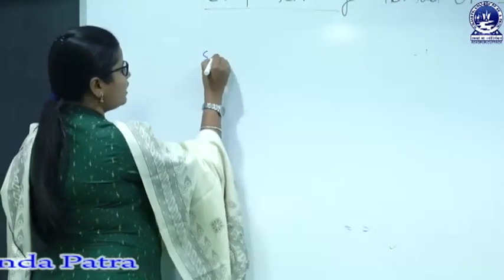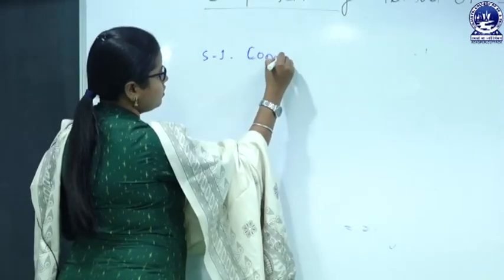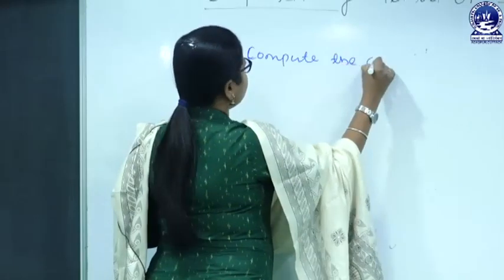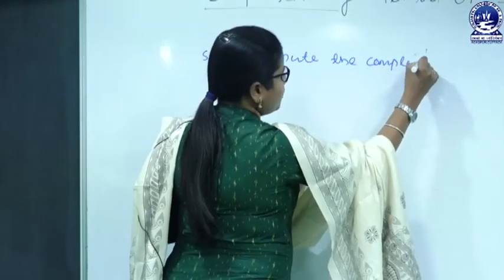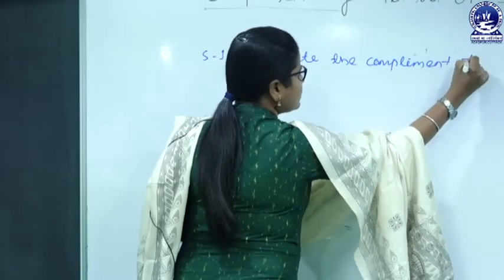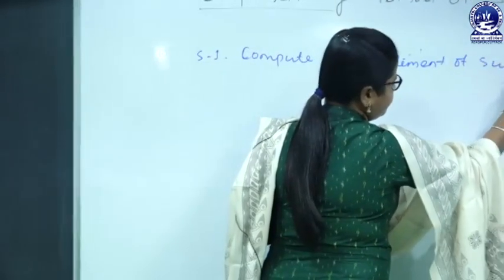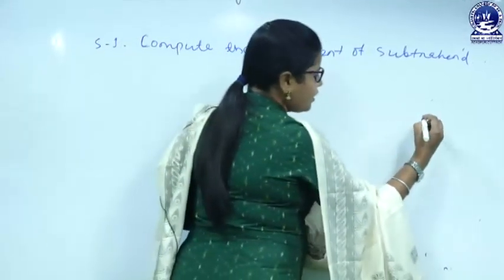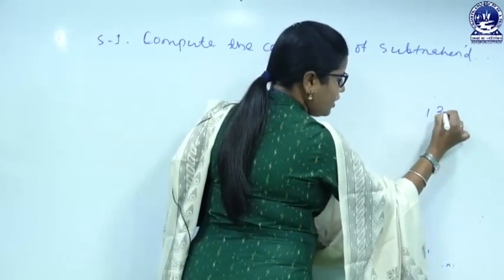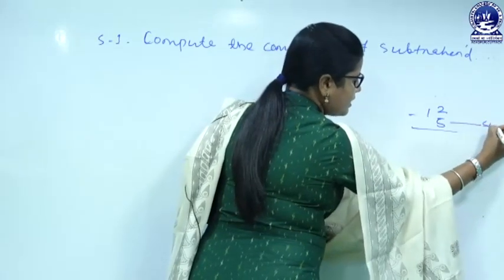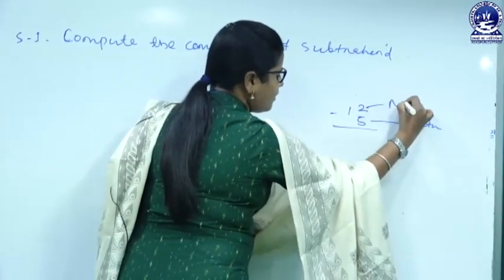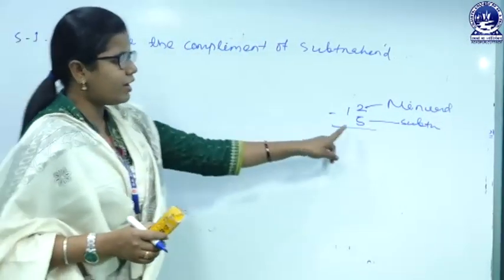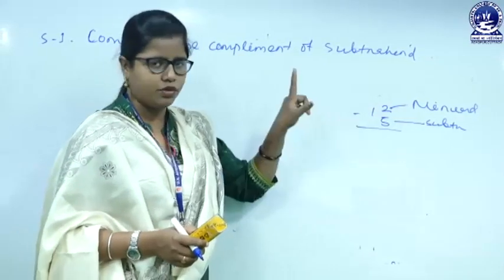The step 1 is compute the complement of subtrahend. So what is the subtrahend here? Suppose I want to subtract 5 from 12. So here 5 is the subtrahend and 12 is the minuend.